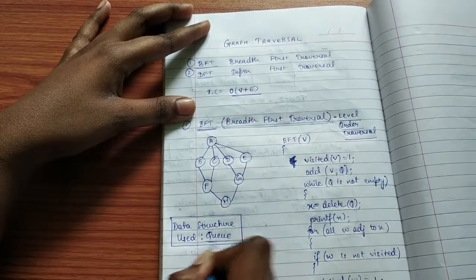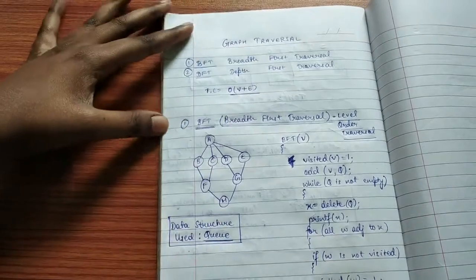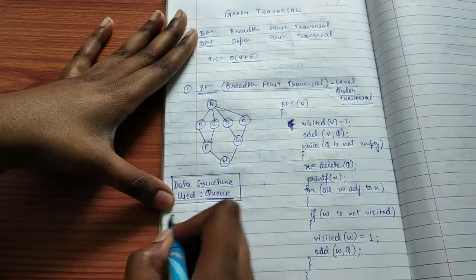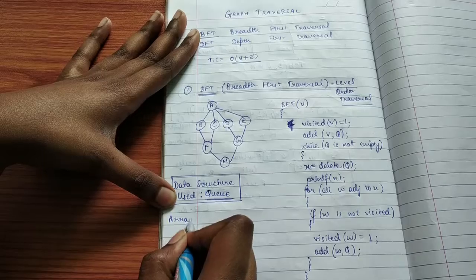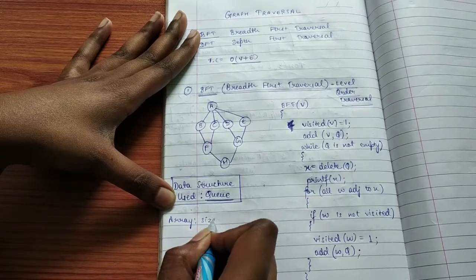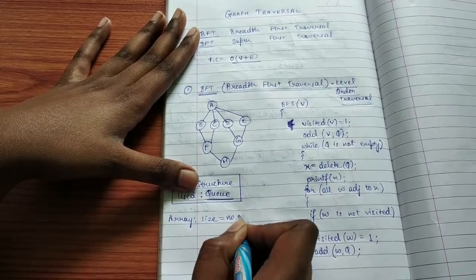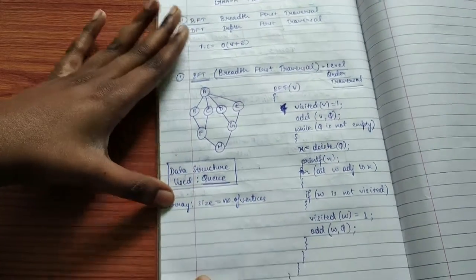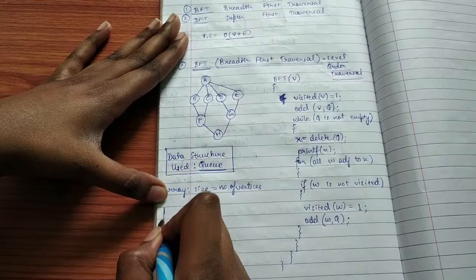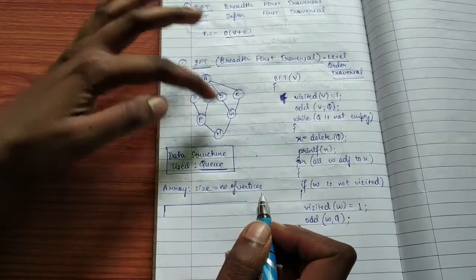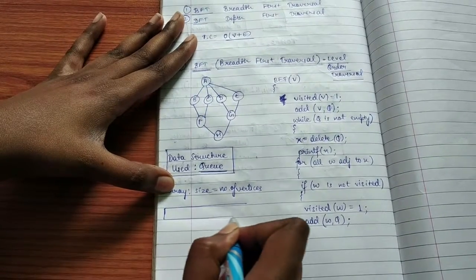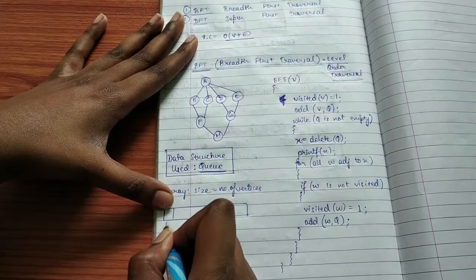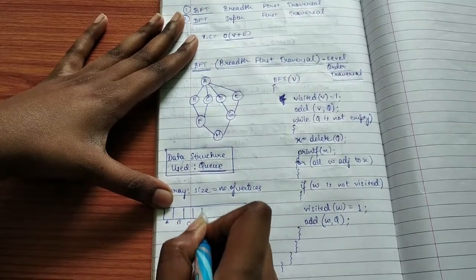Q. We need a queue and also an array. Now the array should be of size equal to the number of vertices in the graph that we have. Now why do we need it of that size? For example, let us see, we have vertices from A to H. Let us make an array from A to H. A, B, C, D.